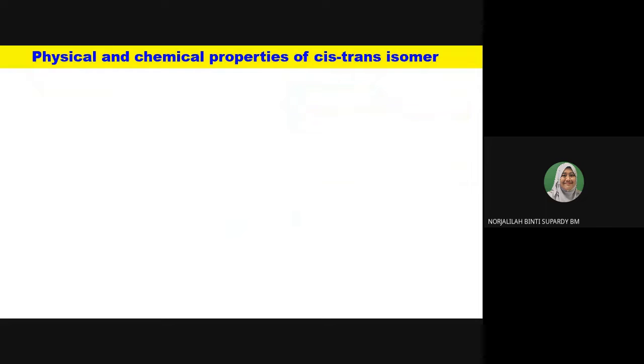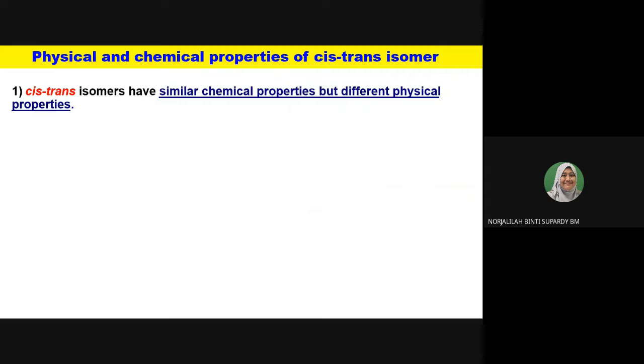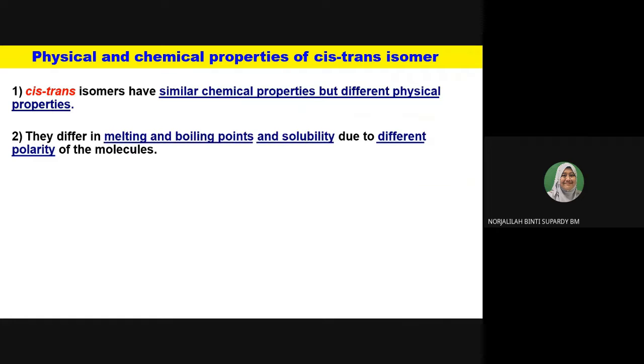So, the physical and chemical properties of cis-trans isomers. Cis-trans isomers have similar chemical properties but different physical properties. So what are the physical properties that you should know? The first one is the melting point, then the boiling point and the solubility, which is different due to the polarity of the molecule.